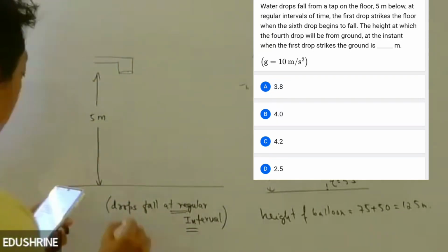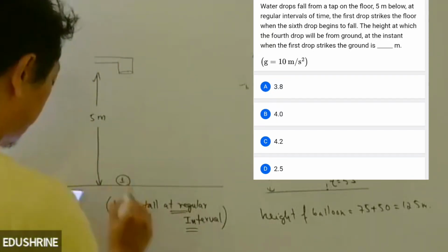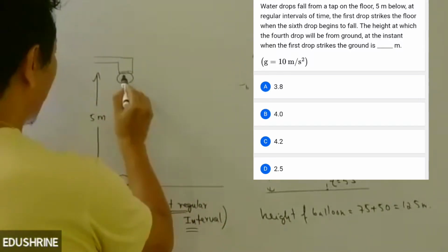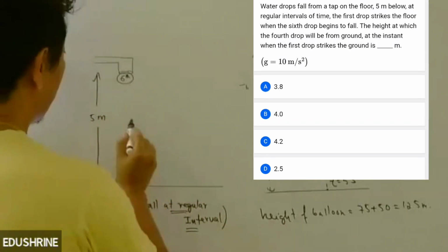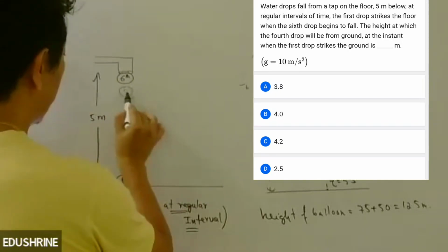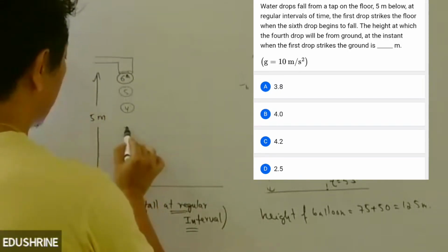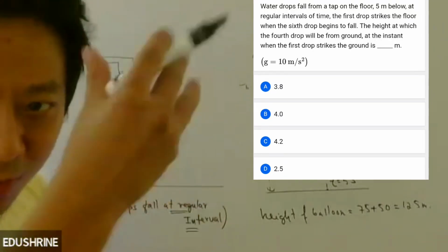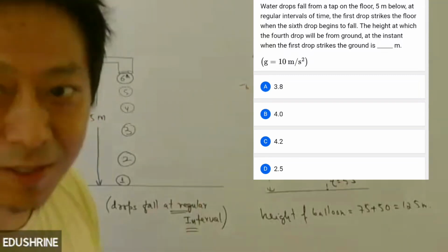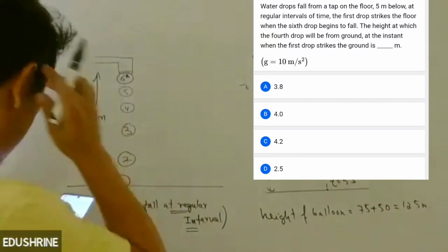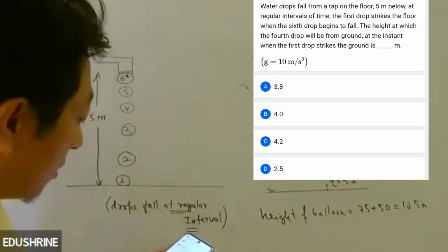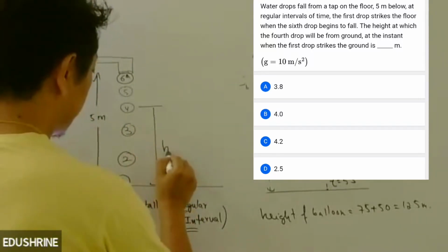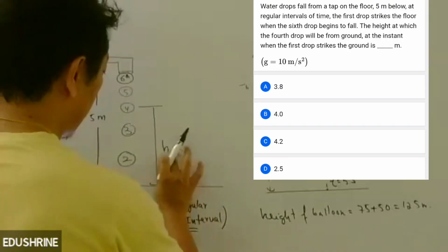The first drop strikes the floor when the sixth drop begins to fall. Sixth. Then the fifth will be somewhere here. Fifth, fourth, third, second. Okay. The gap will obviously not be the same, because you know the motion is under gravity, so they will move faster. Anyway, the height at which the fourth drop will be from the ground, this question they are asking. Fourth drop.